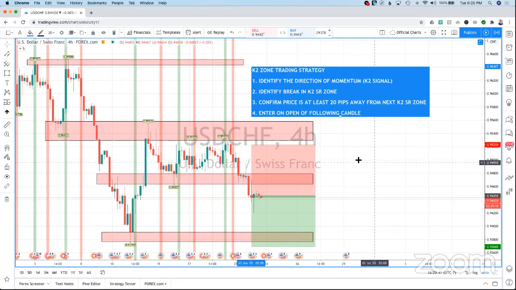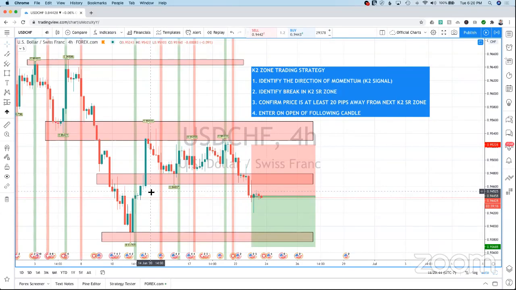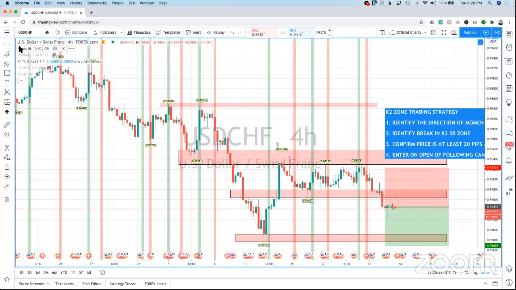Let's see what else we got here. So VD wants me to look at USD CHF and then GBP NZD. So let me pull up GBP NZD, and I'll show you guys how the K2SR indicator works for those of you who are not familiar with it.